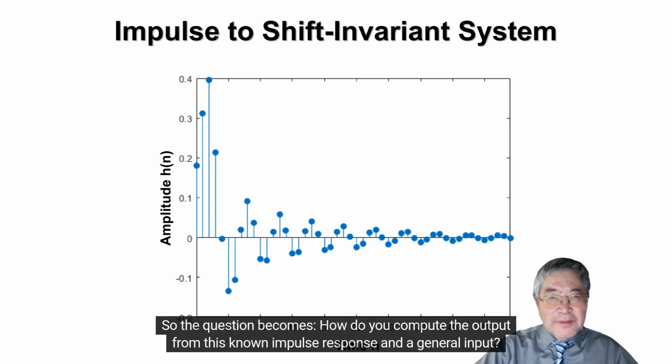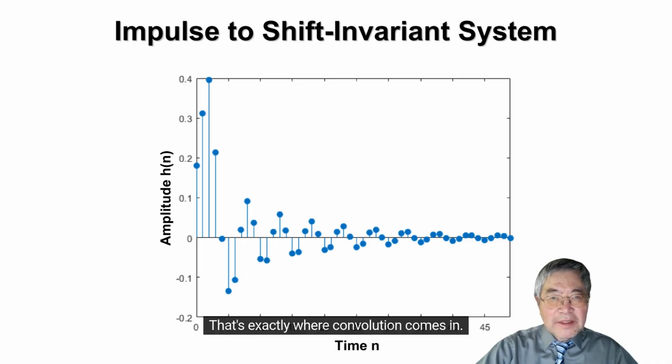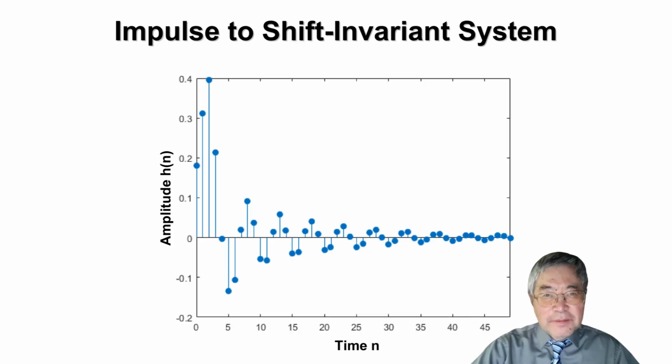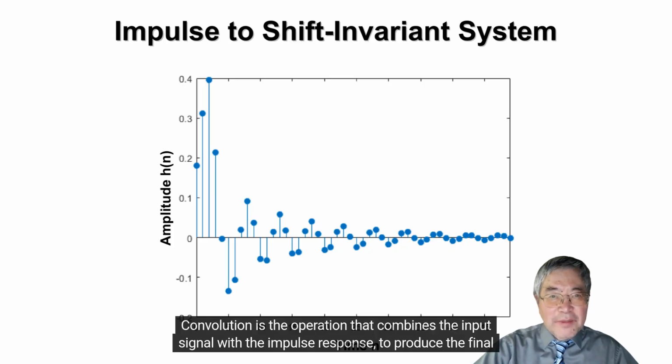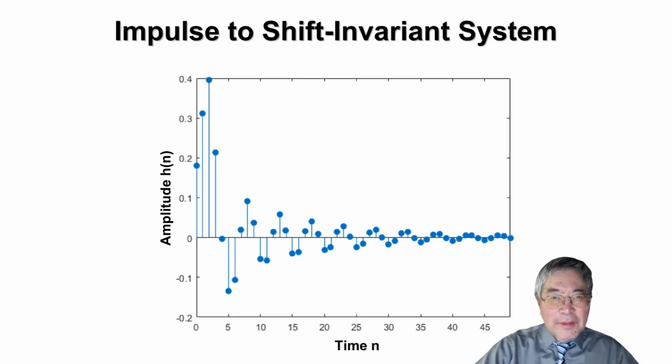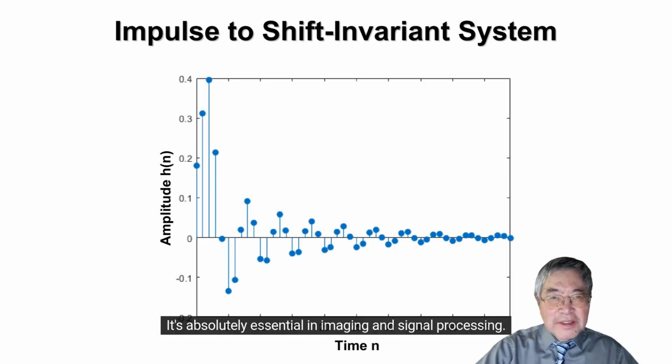So the question becomes, how do you compute the output from this known impulse response and a general input? That's exactly where convolution comes in. Convolution is the operation that combines the input signal with the impulse response to produce the final output. It's absolutely essential in imaging and signal processing.